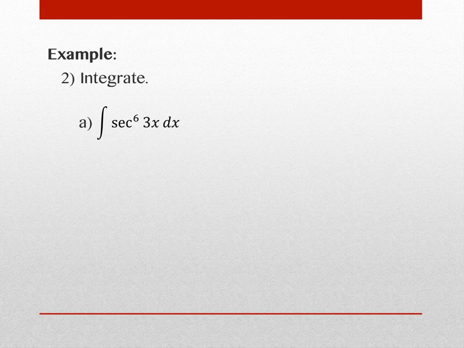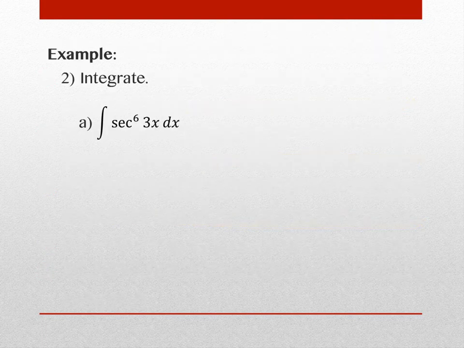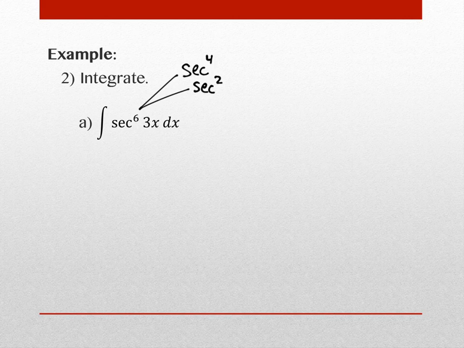Okay, so this one says I've got a power of secant that's even. It is guideline number 1. What it says I'm supposed to do is save one of the secant squareds and then convert the other pieces. We did this before, but let me remind you. This means I break this apart into one of them having secant squared and the other being everything else, which is secant to the 4th of whatever angle I'm working with, and this one happens to be 3x.